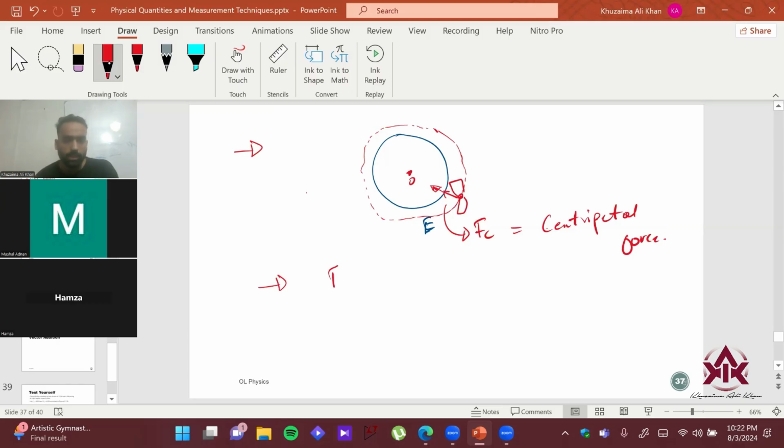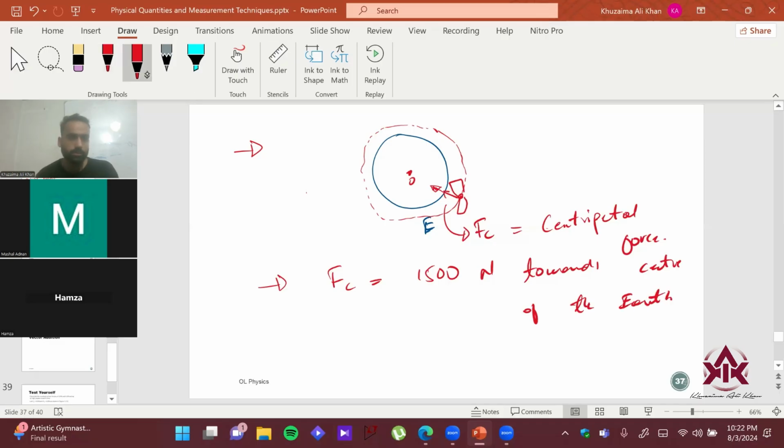Let's say FC is 1500 Newton towards the center of the Earth. So it again has three things: the magnitude, the unit, and the direction specified. So this thing is basically called a vector. I hope it makes sense.